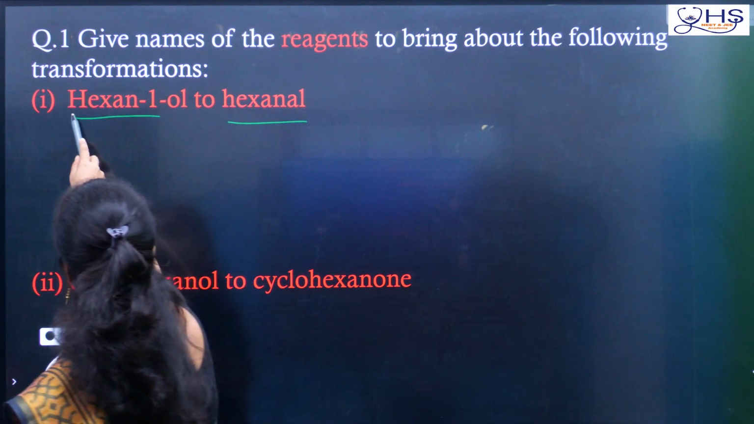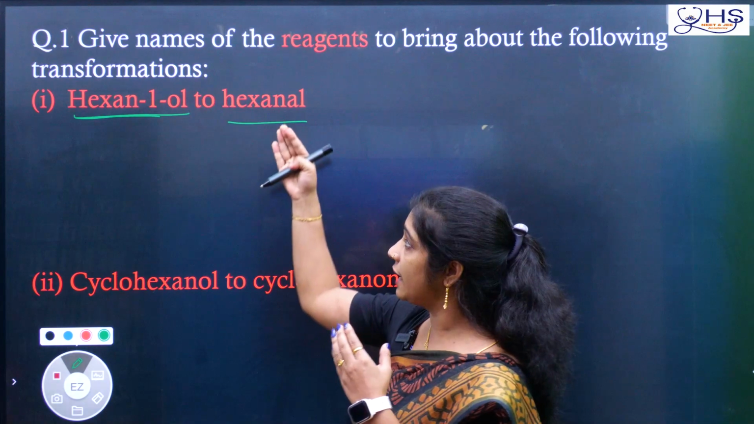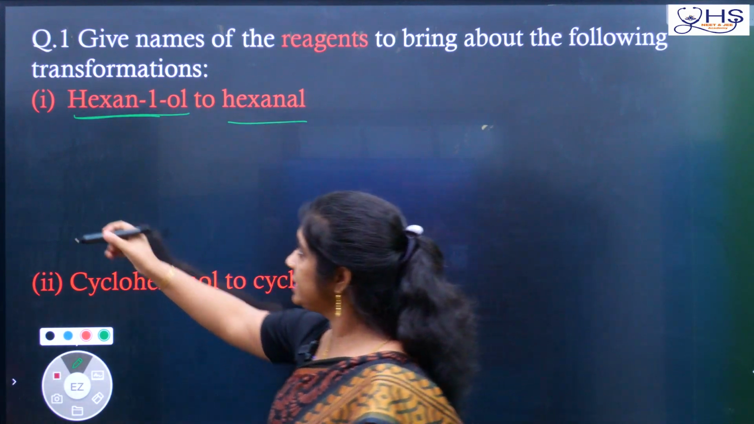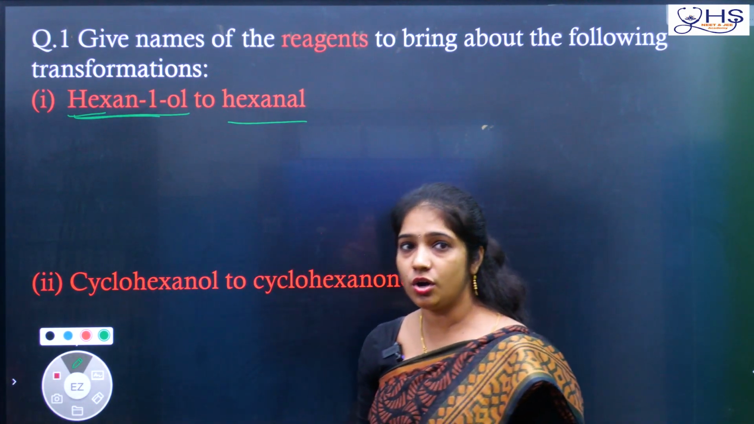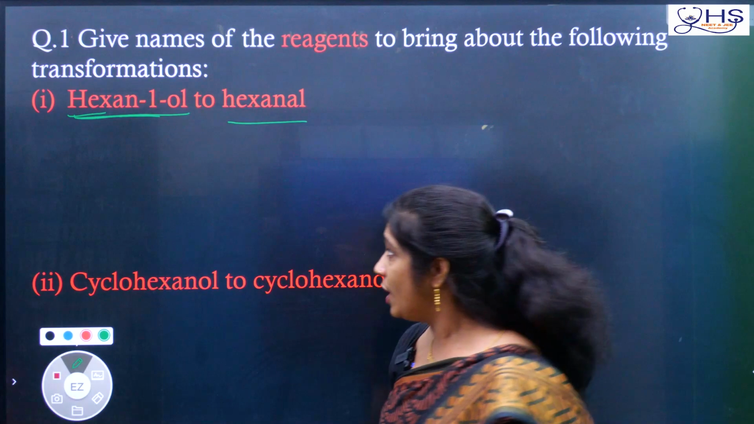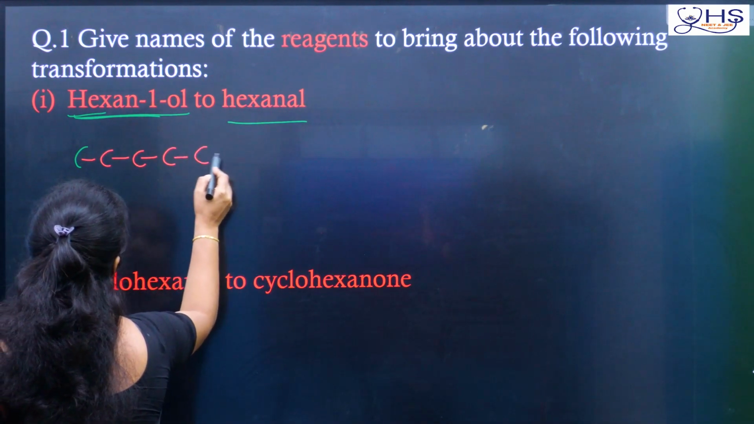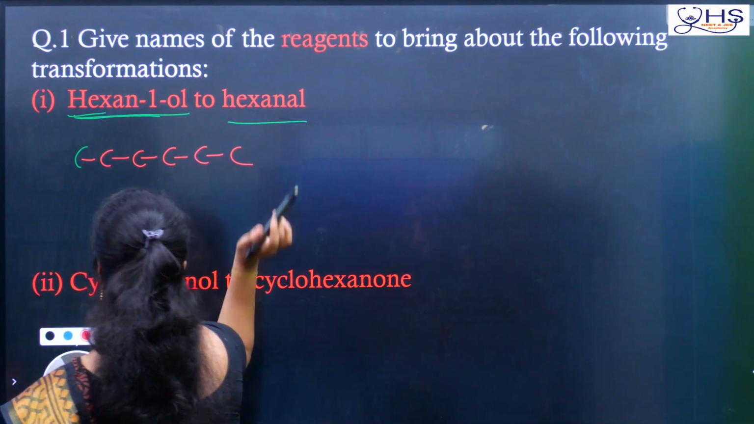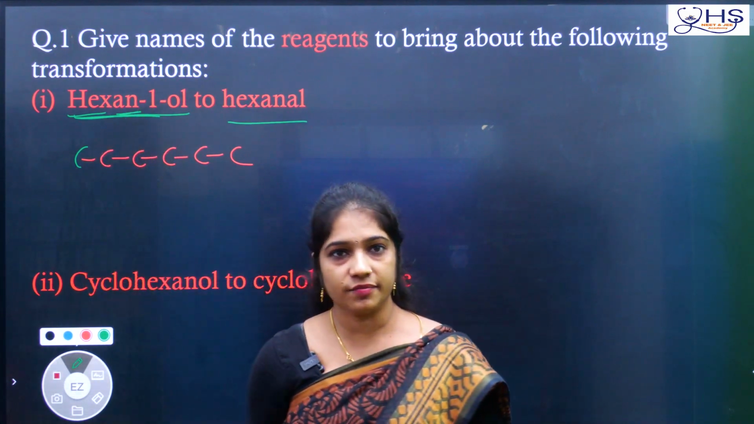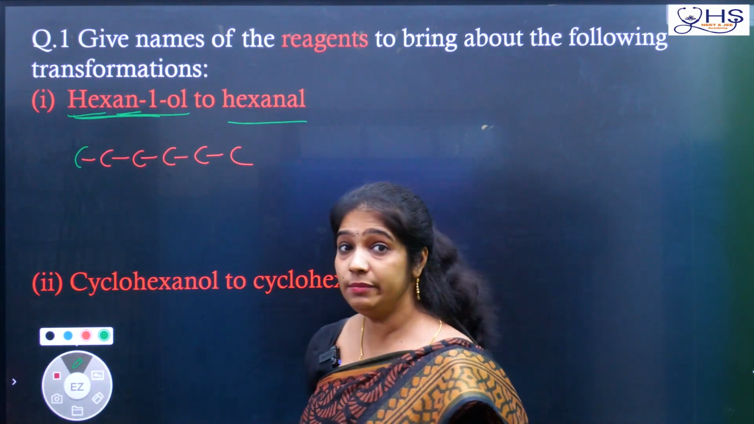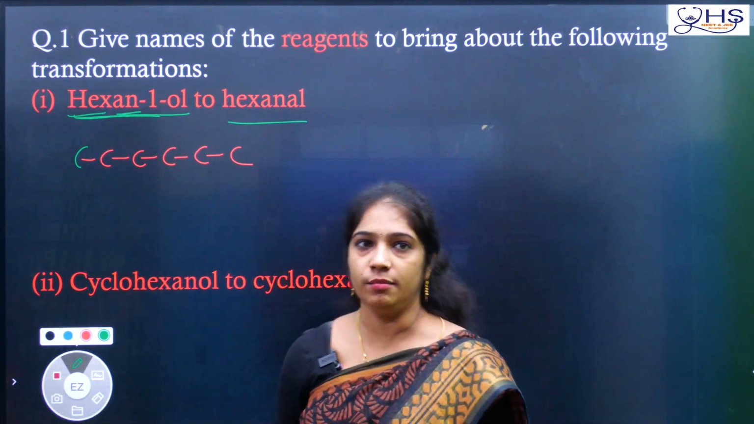So, what is this hexan-1-ol? As in the last video, I have taught you how to convert a name into a structure. Always first catch the root word. When you are converting a name into a structure, always focus on the word root. What is the word root? Hex. Hex means how many carbons? 6 carbons: 1, 2, 3, 4, 5, 6. Next, you focus on the primary suffix. What is the primary suffix here? An. An means all carbon-carbon bonds are single bonds.